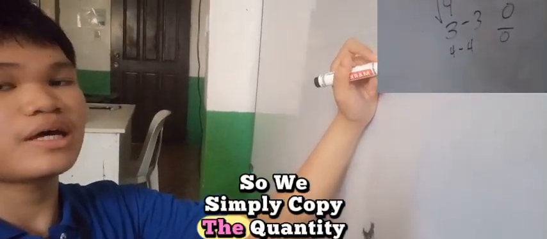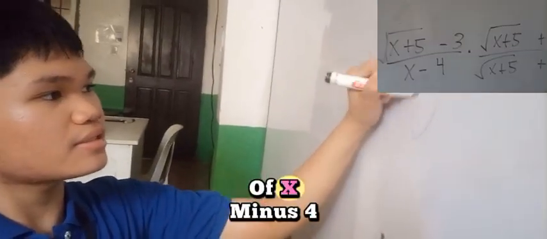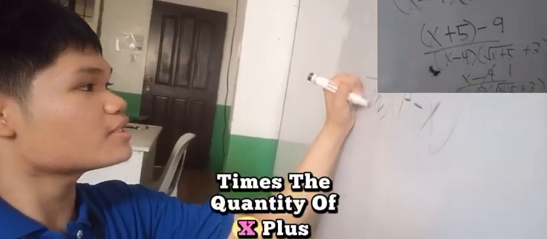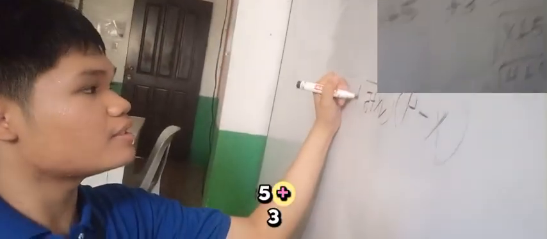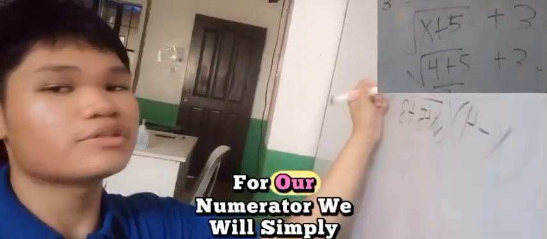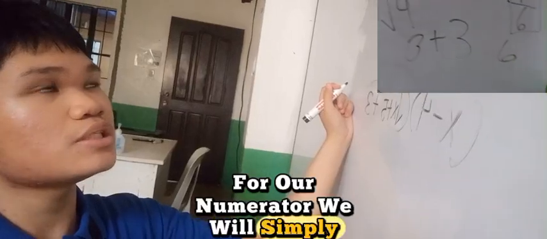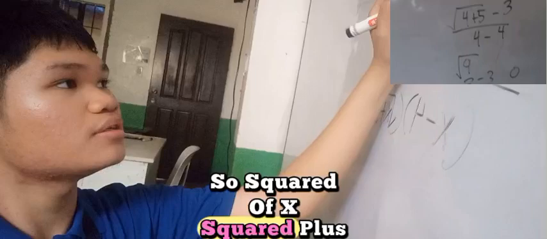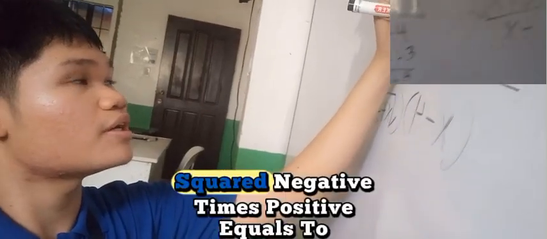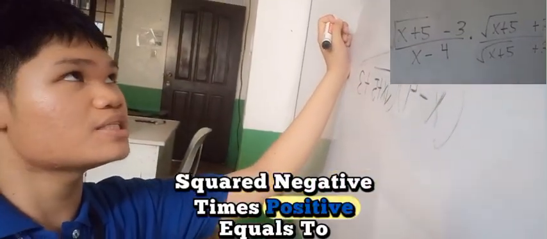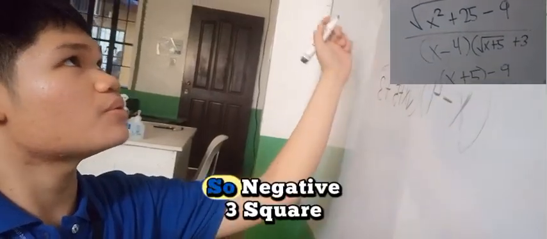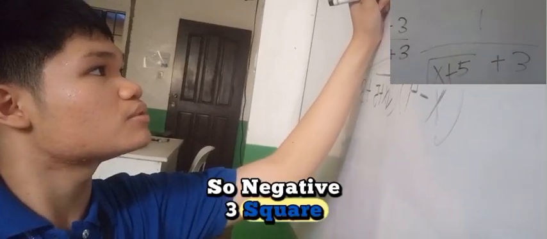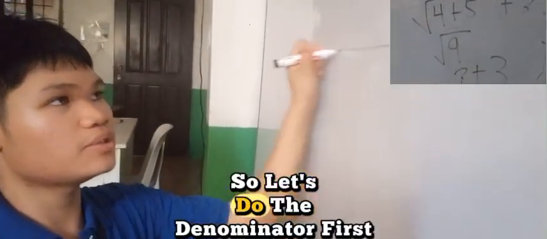So we simply copy the quantity of x minus 4 times the quantity of square root x plus 5 plus 3. For our numerator, we will simply square every term of it. So square root of x squared plus 5 squared. Negative times positive equals negative, so negative 3 squared.